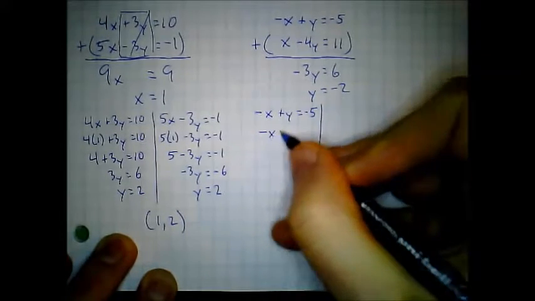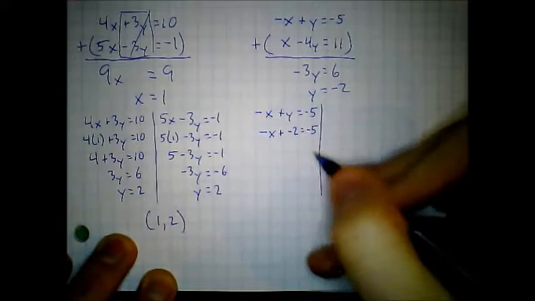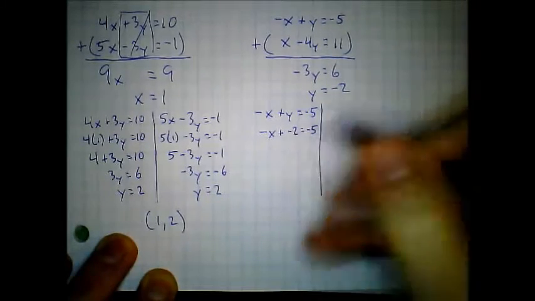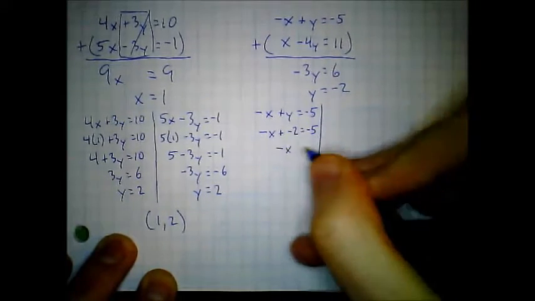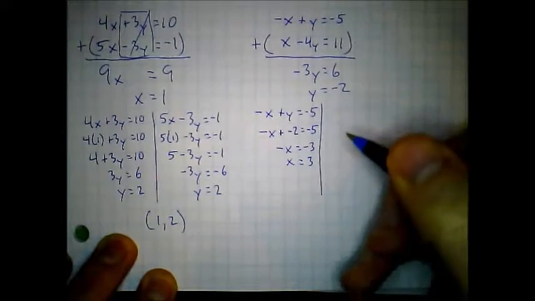So negative x plus negative 2 equals negative 5. I have to add 2 to both sides, get rid of this negative 2, so I have negative x equals negative 3, which means x equals 3.